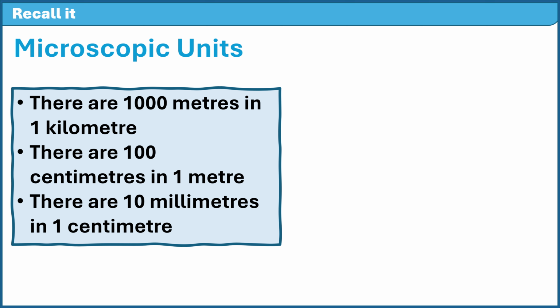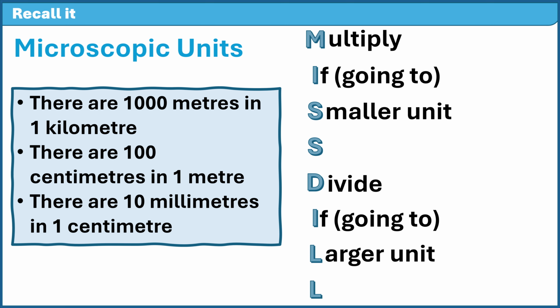Before diving into the microscopic scale, let's quickly review some familiar metric conversions. There are 1,000 meters in a kilometer, 100 centimeters in a meter, and 10 millimeters in 1 centimeter. Most of us will be comfortable converting between these units, but when we get into the smaller units, we can get confused. A tip to remember is the acronym MISS-DIL. You can use this to guide your conversions. Multiply when converting into a smaller unit, and divide when converting into a larger unit. This simple rule helps you move confidently between units.